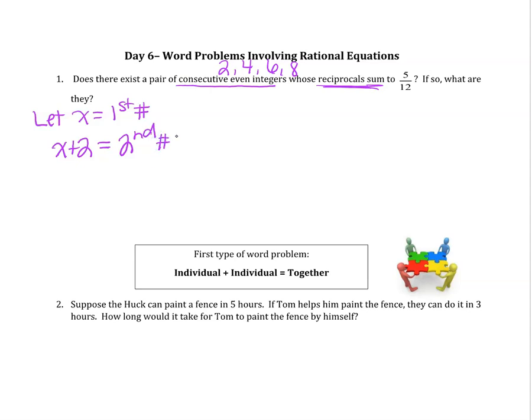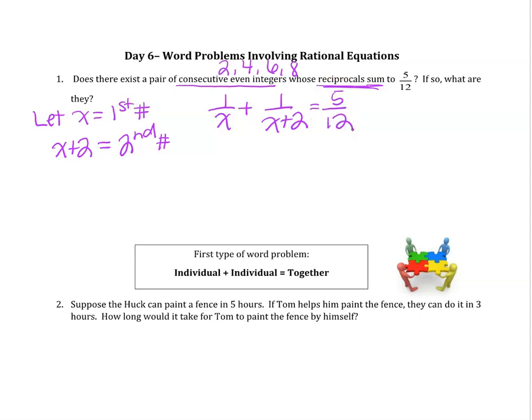Now, reciprocals mean just to flip them. So this would be 1 over x and 1 over x plus 2. Sum means to add. So the sum of the reciprocals is equal to 5/12. All right, we're all set up to solve.